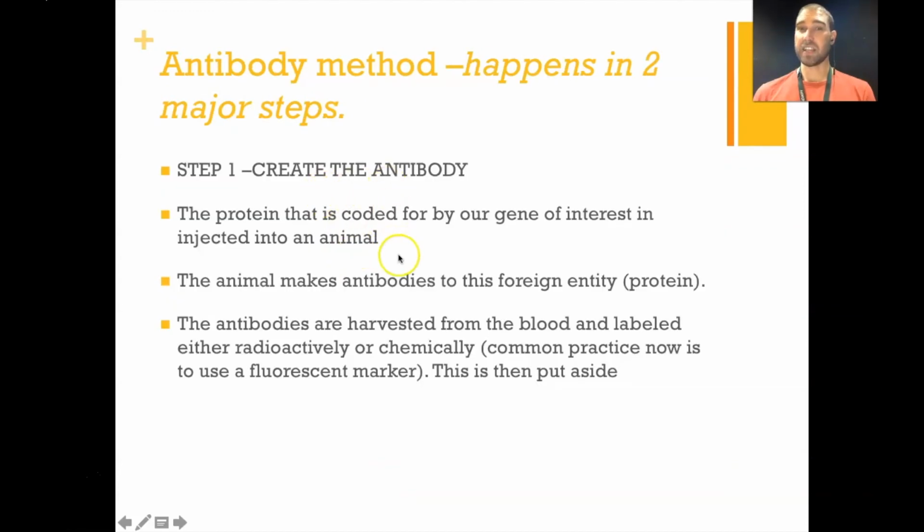There's another way of doing this using antibodies. So we're looking for a protein. We inject that protein into an animal, and when you inject proteins into animals, you make antibodies against that foreign entity, so the protein. Those antibodies can be taken out of the blood. You do that using various techniques, and then you can label those using radioactive or chemical labels, these days using fluorescent markers. You have the antibody that's complementary to the protein, and it's labeled in some manner so that we can identify it.